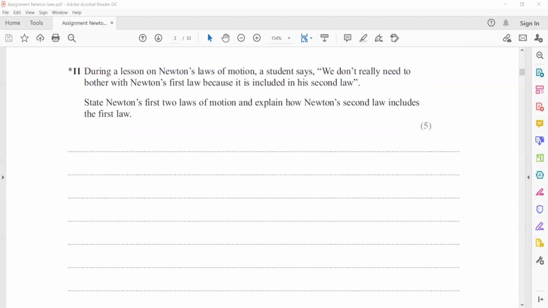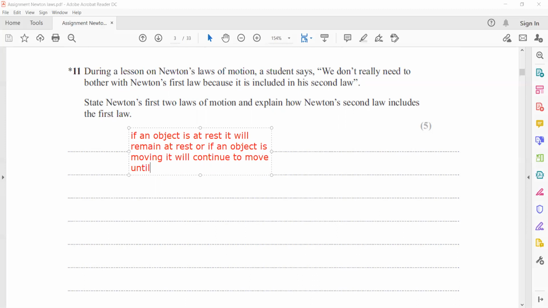First thing is writing the correct statement of the law: if an object is at rest, it will remain at rest, or the object does not accelerate, or if an object is moving, it will continue to move until an unbalanced force acts on it.